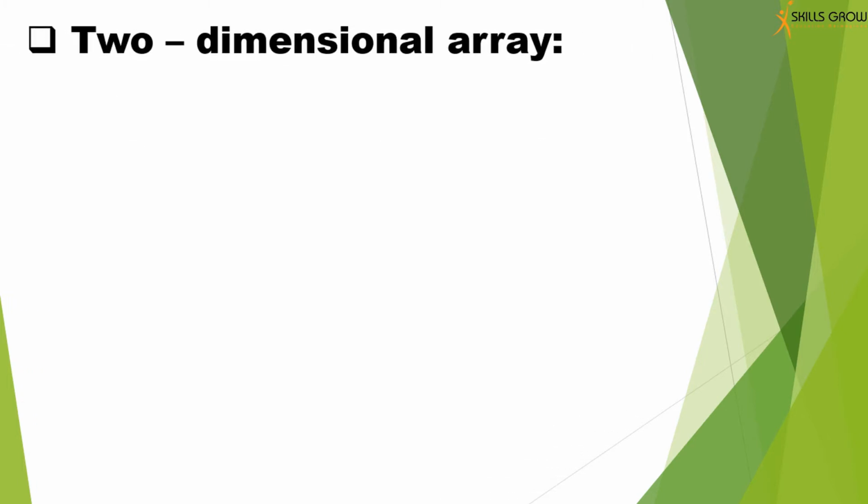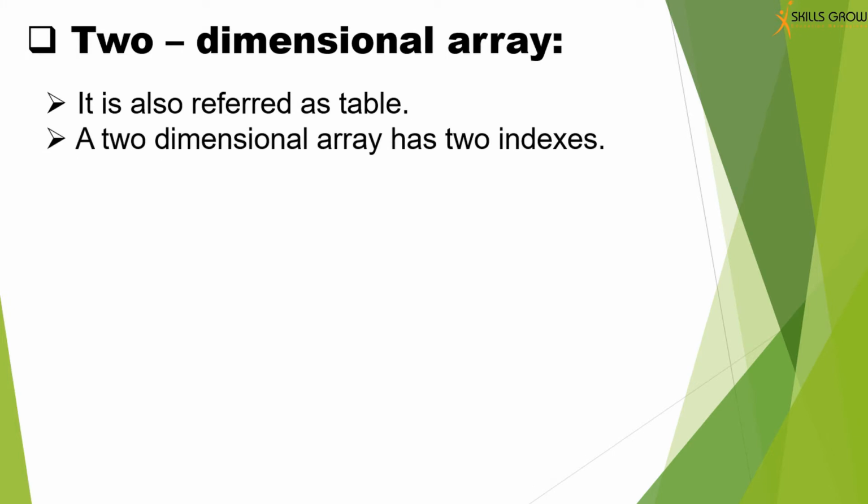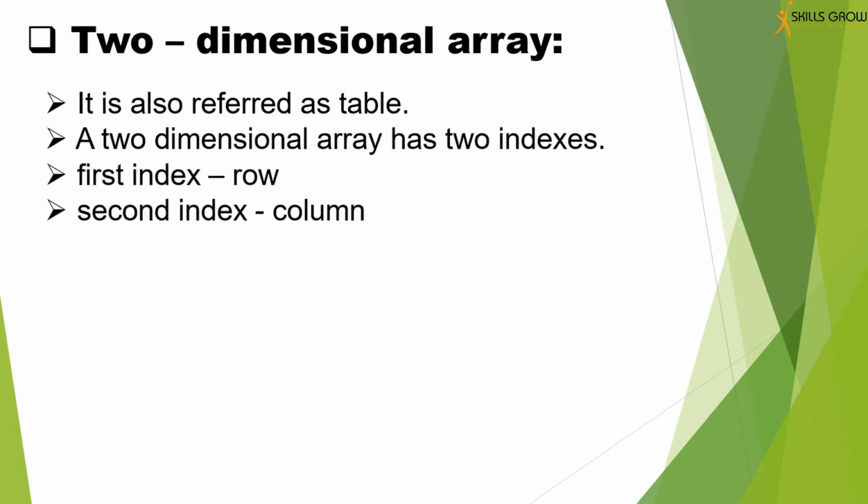Then, the second type, two-dimensional array. The two-dimensional array is also referred to as a table. A two-dimensional array has two indexes. The first index represents a row and the second represents a column. Here is the syntax for a two-dimensional array.